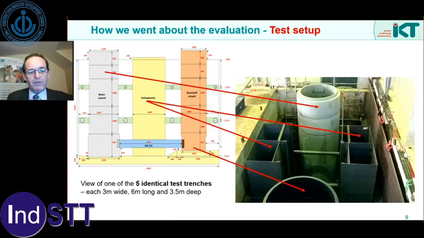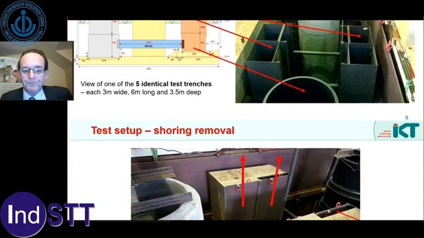So how do we go about this evaluation? Well, we created in a large test pit that we have at IKT 5 identical pipe trenches. These were 3 meters wide, 3.5 meters deep, and 6 meters long. And in them we placed 2 manholes, a concrete and a plastic manhole. We had a sewer pipe running between them and various other pipes. Also, we were interested in shoring. The next slide explains how this worked, because we wanted to know what happened when we ripped the shoring out of the sides of the simulated trench and to see what happened to the flowable backfill.